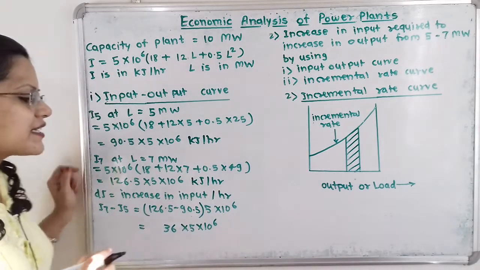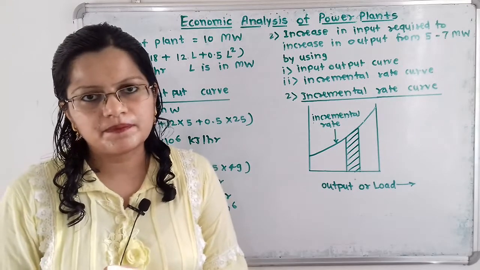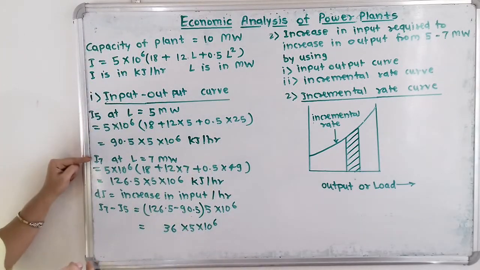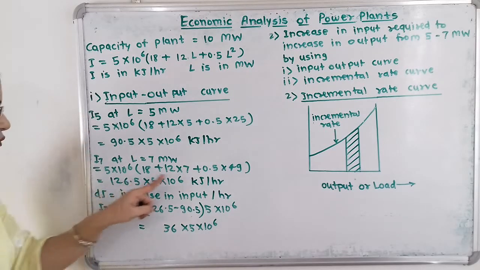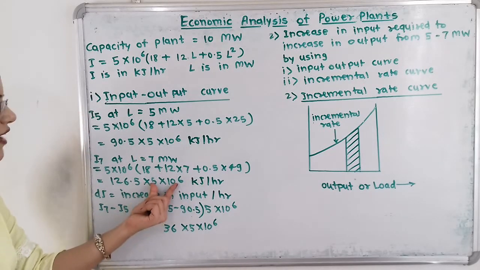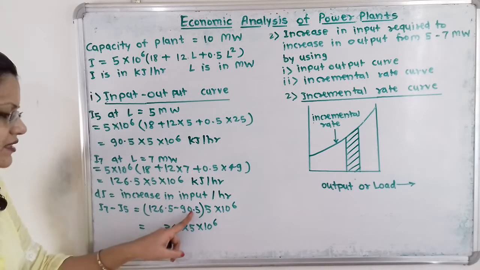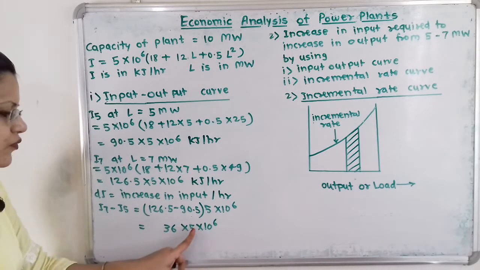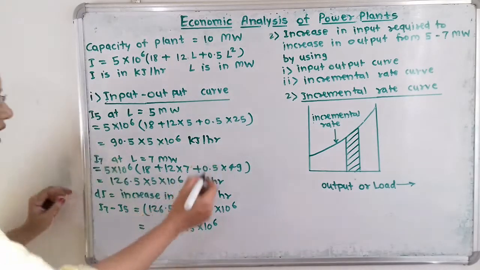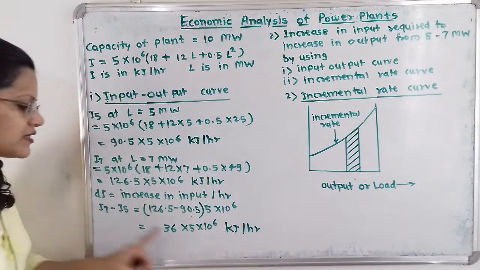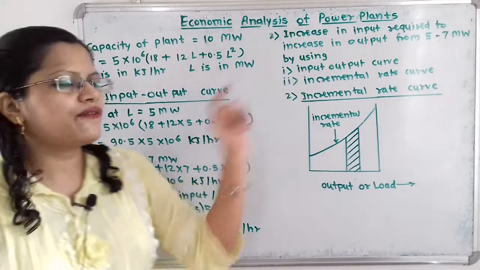Then what is the increase in input per hour? The increase in input per hour is the difference between these, that is I7 minus I5. When we take this difference, we will take 5 into 10 raised to 6 as common. So 126 minus 90.5, that is 36 into 5 into 10 raised to 6, and the unit is kilojoule per hour. So this is the answer by using the first method.